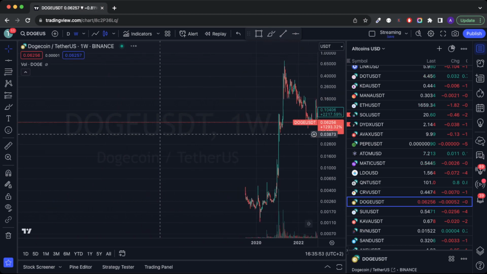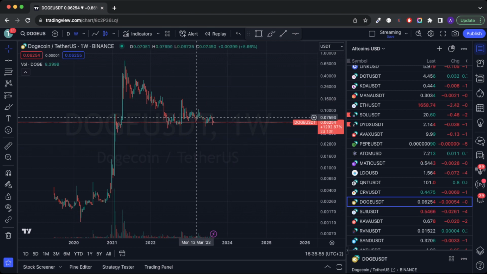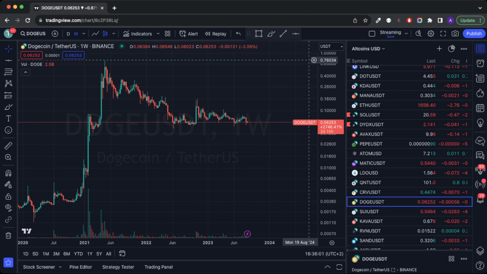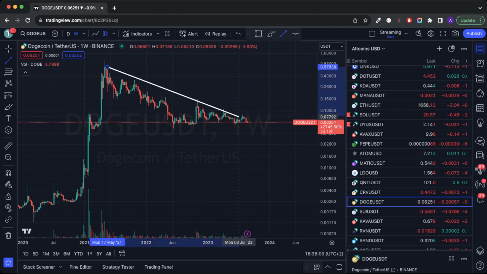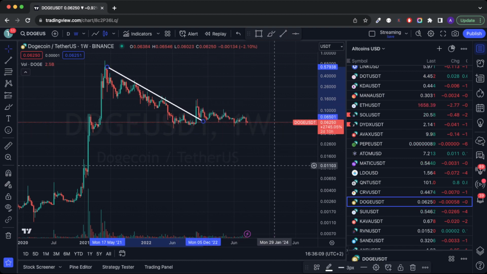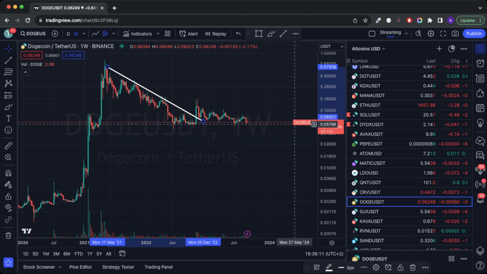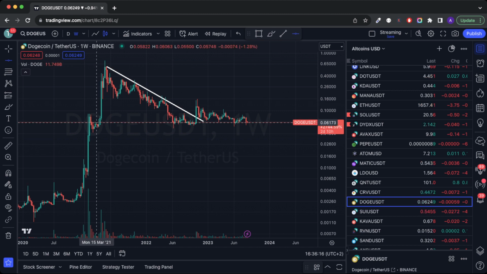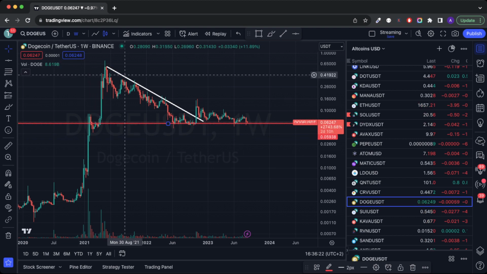Doge, the main meme coin, the original meme coin, looking heavy. Yeah, we had a little bit of a break here. Looking really heavy here. The thing with these coins is there are a lot of bagholders. This pumped, and a lot of people bought in above the current price, and they will sell as soon as they break even. A lot of those people will sell.